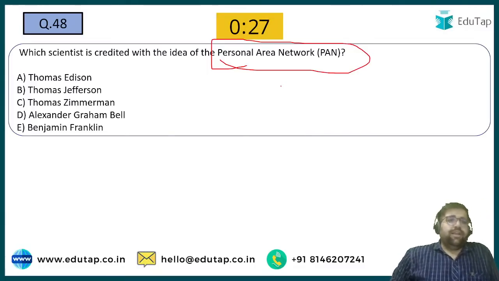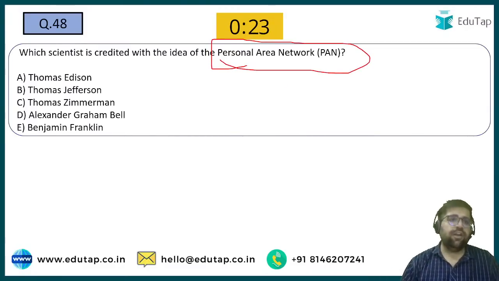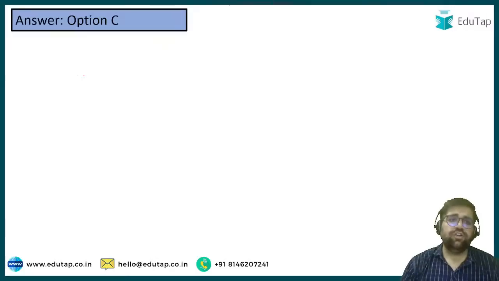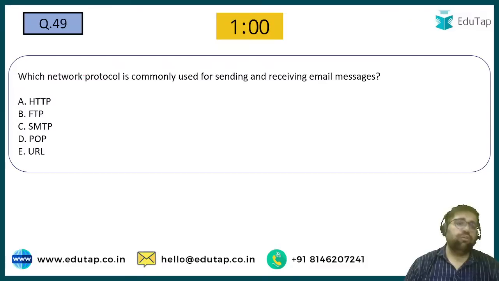Question number 48. Which scientist is credited with the idea of personal area network? Your answer will be Thomas Zimmerman. Now this is based on what? This is based on rote learning. You will say that you have to do rote learning over here. So Thomas Zimmerman is the person who has given the idea of PAN.